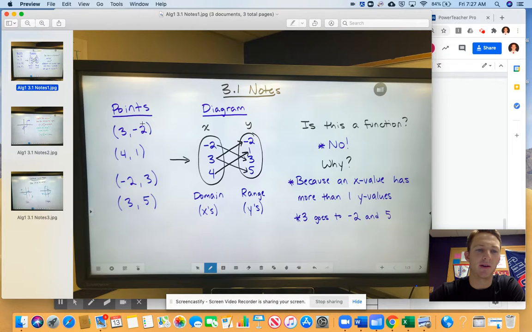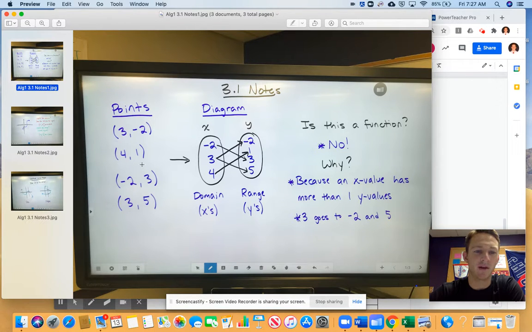And just a reminder, in every single point, the first number is the x value and the second number is the y value, just how x comes before y in the alphabet. So let's draw a diagram with these 4 points. We have 2 ovals over here. They could be squares, whatever. We're going to put all the x values in the left here. So we have 3, 4, -2, and another 3. So I wrote 3, 4, -2, and that same 3.